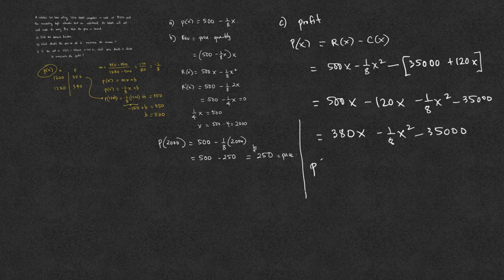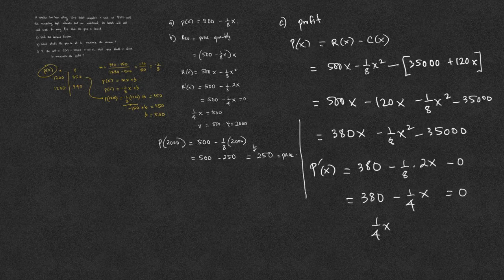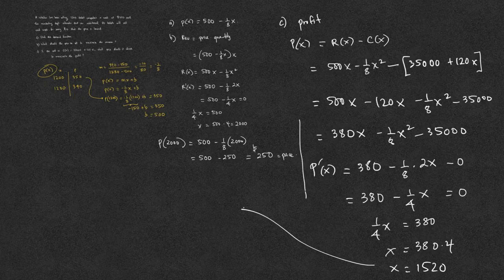We then take the derivative of the profit function to get 380 minus 1 over 8 times 2x minus 0, which is 380 minus 1 over 4x, and we set this equal to 0. We have 1 over 4x equals 380, so x equals 380 times 4, which is 1520. But again, this is not the price. We're looking for the price.